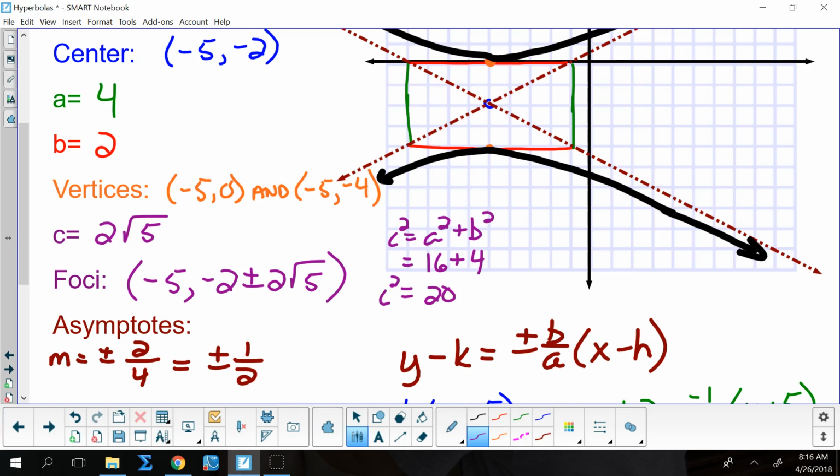Do you expect it to be simplified to 2 square root 5 squared 20? And the 1/2 in the asymptotes as well, as opposed to 2/4? Yes. It's just good math. It's all good math.